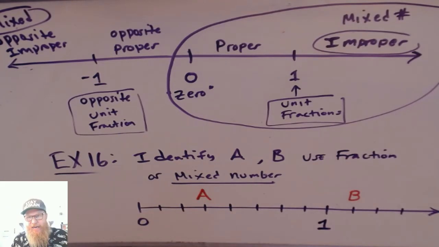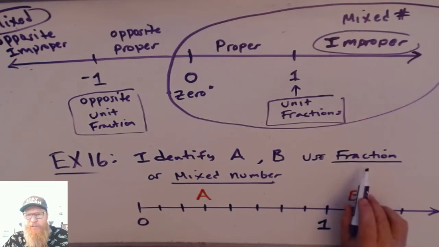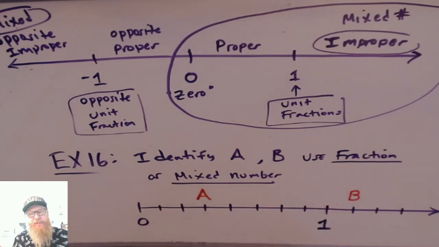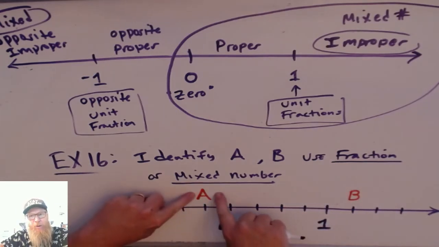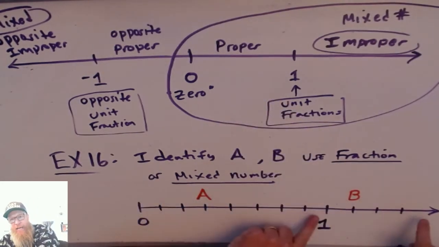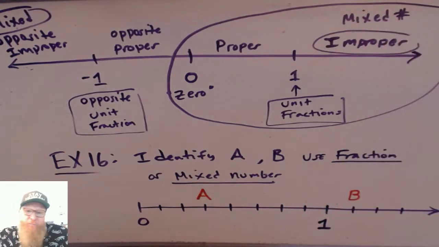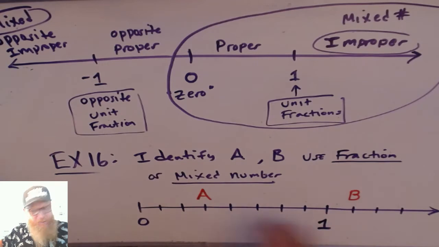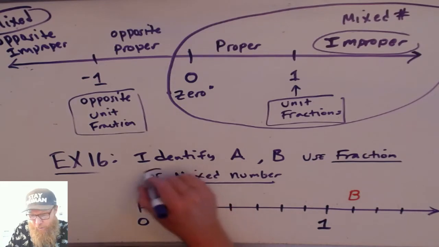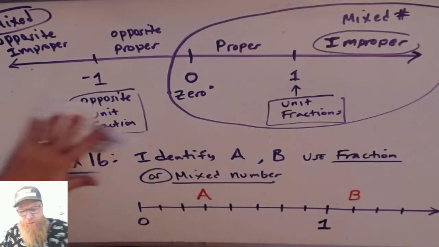So identify A and B, use fractions or mixed numbers. When I say fraction, it could be proper or it could be improper. It just depends on where it is. So A will be proper because A is between 0 and 1. B will either be improper or mixed. It's really up to you or up to the instructions. It doesn't really specify. It gives me the option. So the or option, I can choose which way I want to write it.